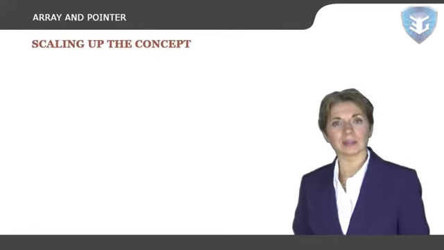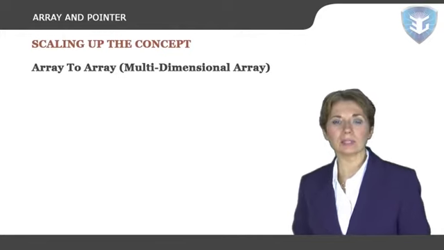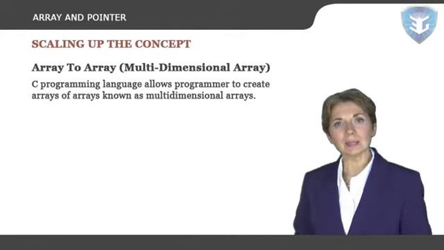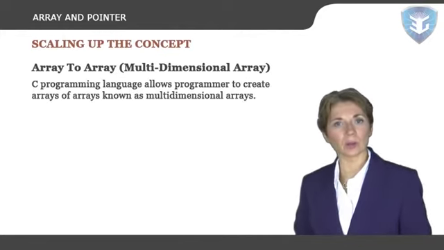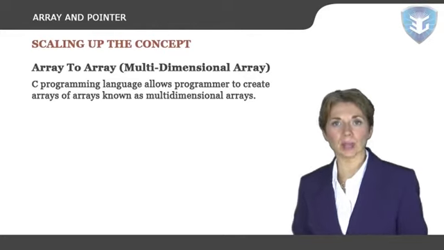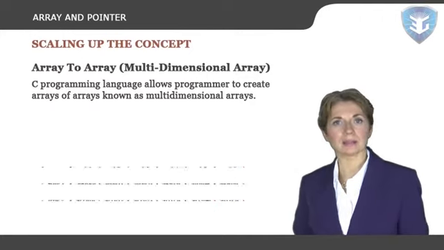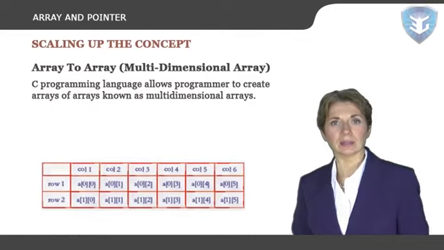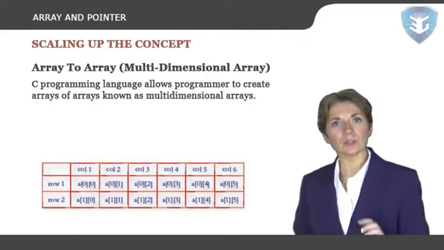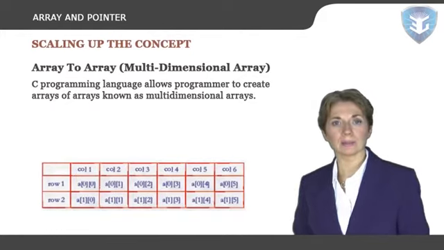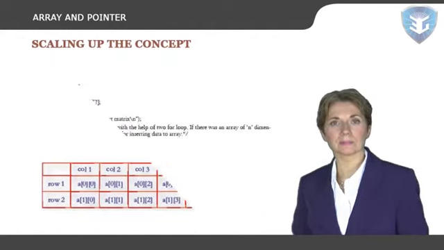Let's now take a look at scaling up the concept array to multidimensional array. C programming language allows the programmer to create arrays of arrays known as multidimensional arrays. For a better understanding of multidimensional arrays, let's see an example on the screen. Here is an array of 2 dimensions, which is an example of a multidimensional array. This array has 2 rows and 6 columns.